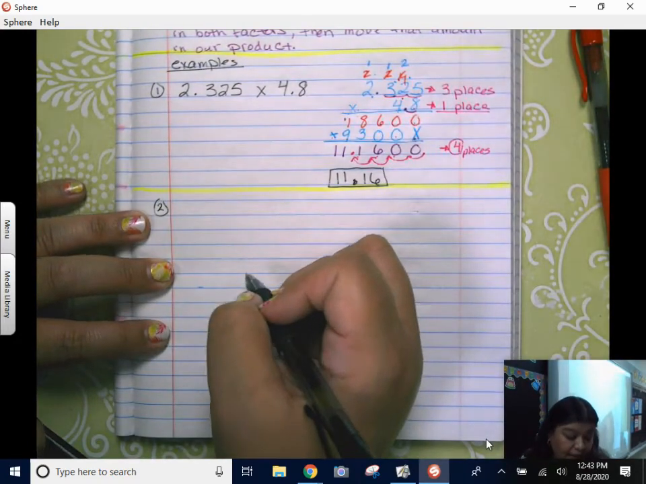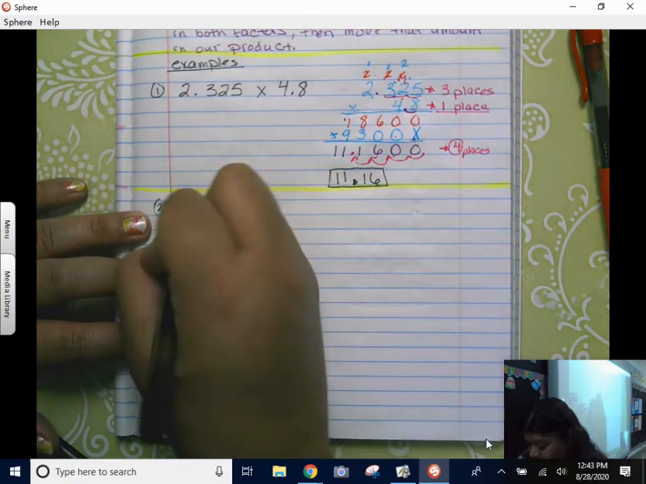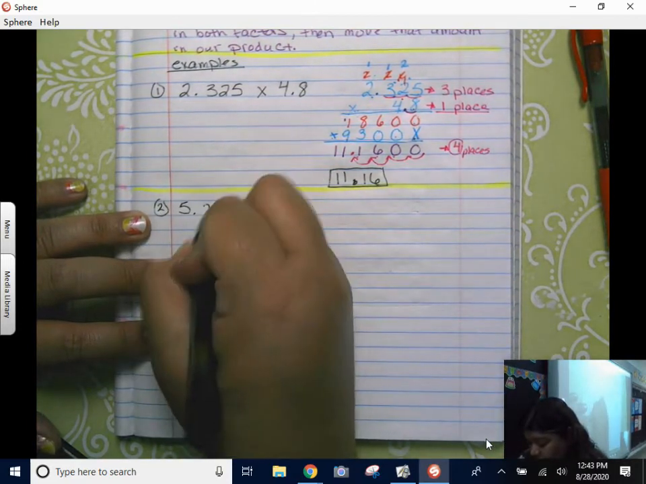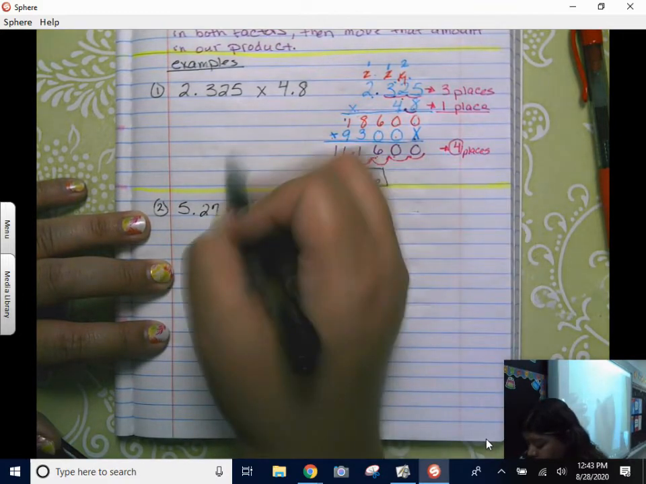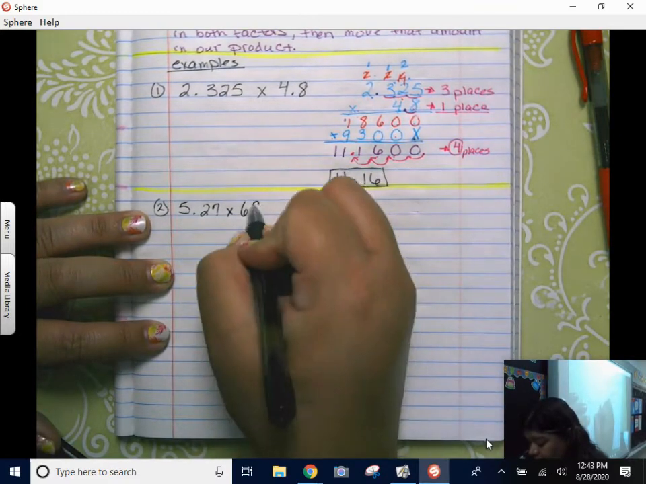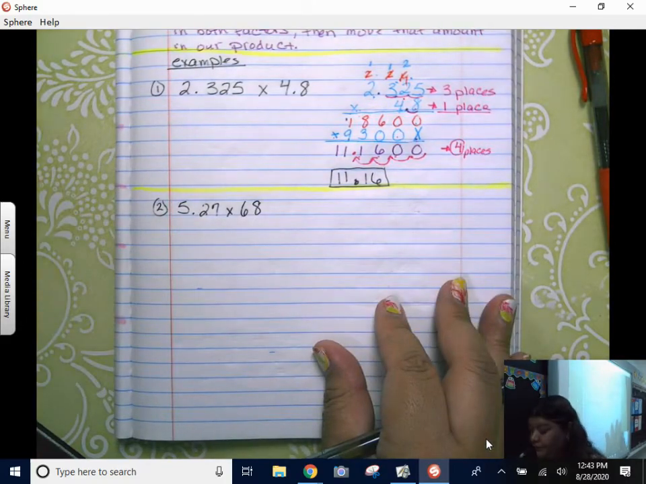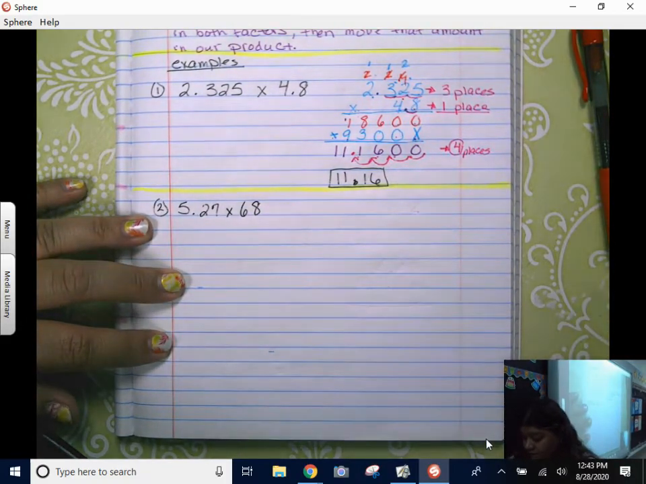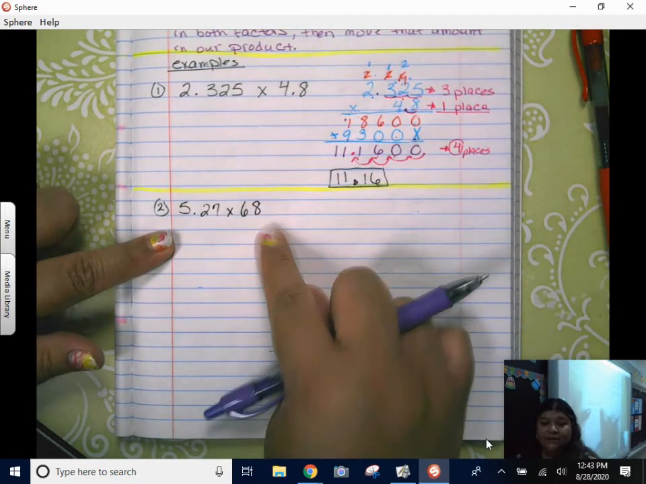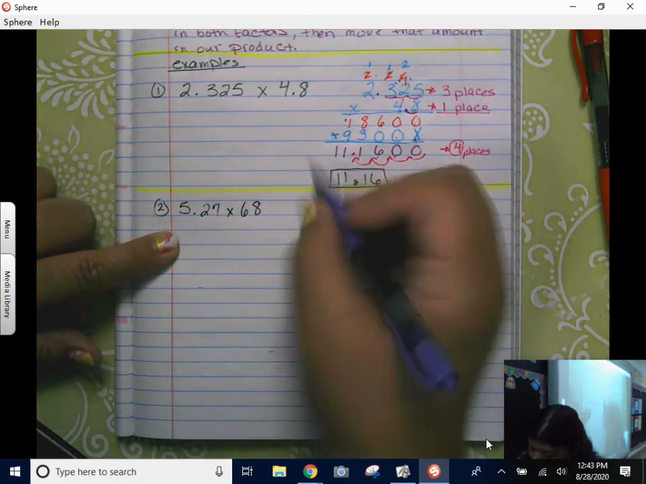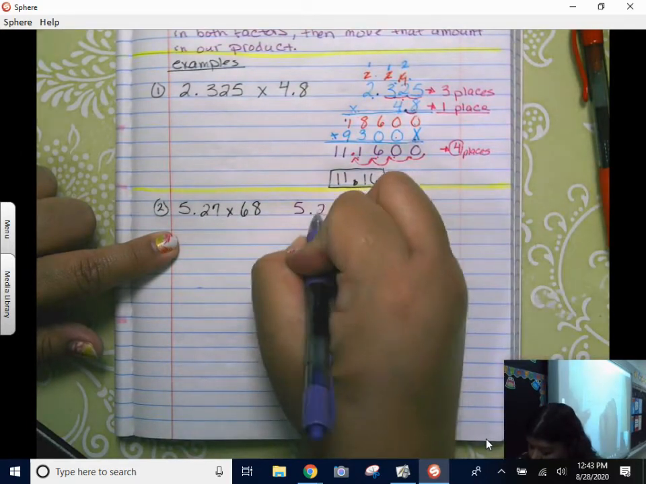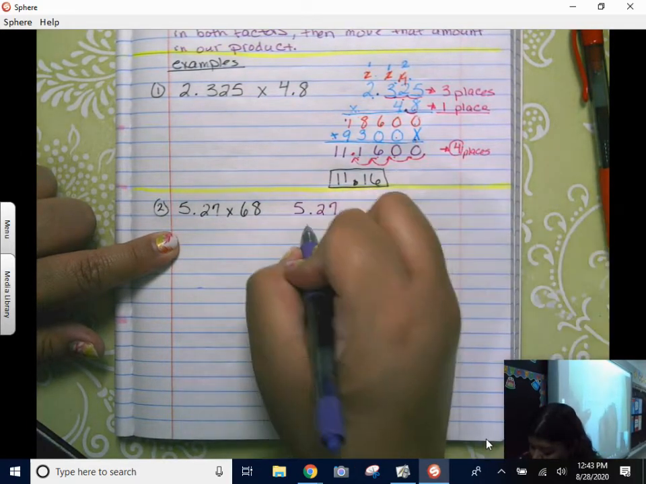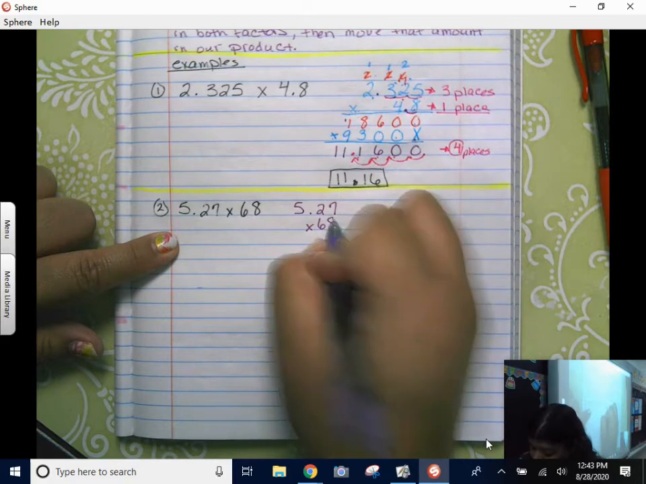Let us take 5 and 27 hundredths and multiply that times 68. Okay, first things first, let's go ahead and rewrite this vertically. I always just put the number with the most digits on top. 5 and 27 hundredths times 68.